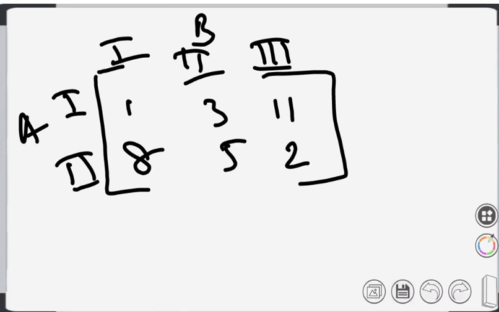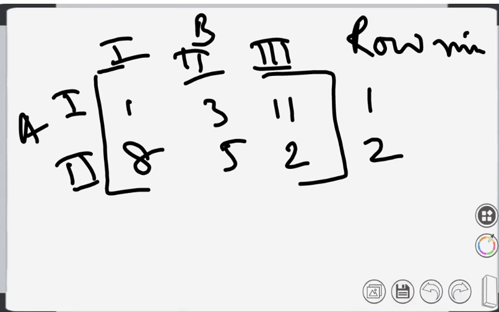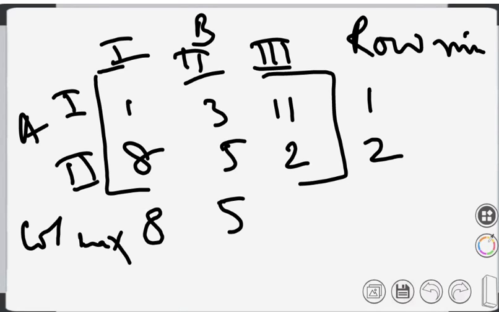So first we need to decide whether this game is a deterministic game or not. For that, what will you find out? Row minima and column maxima. First find the row minima. First row minimum: 1, 3, 11, so the minimum is 1. Second row minimum is 2. Then find the column maxima. First column's maximum is 8, second column's maximum is 5, third column's maximum is 11. So you have to find the row minima and column maxima.